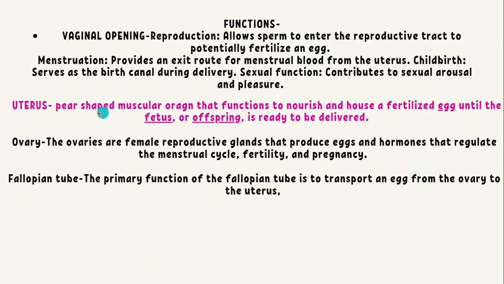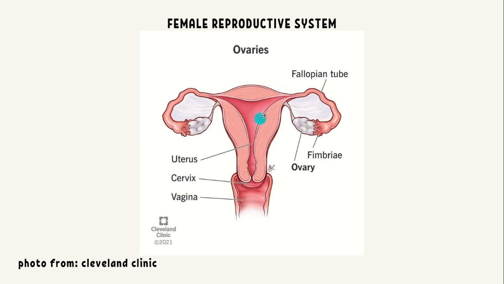Now the uterus, which is described as a pear-shaped muscular organ. It functions to nourish and host a fertilized egg until the fetus or offspring is ready to be delivered. So basically, it would be implanted on here.